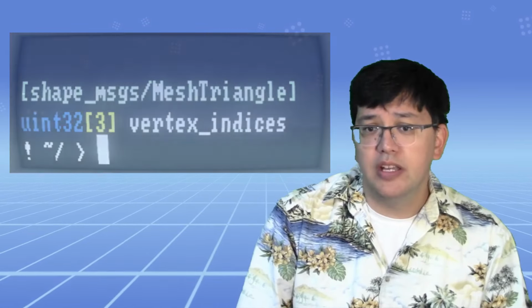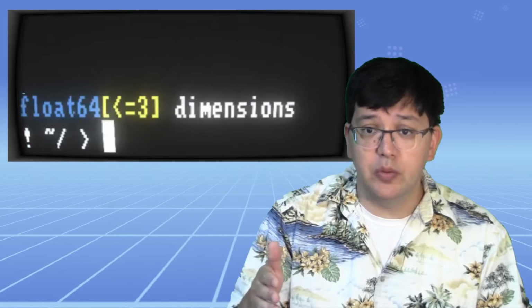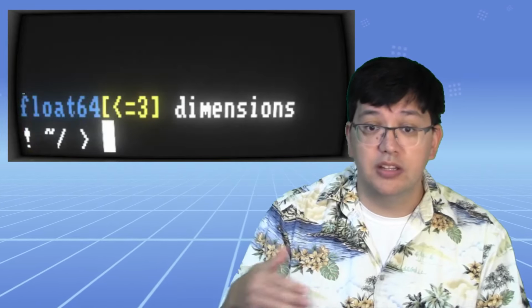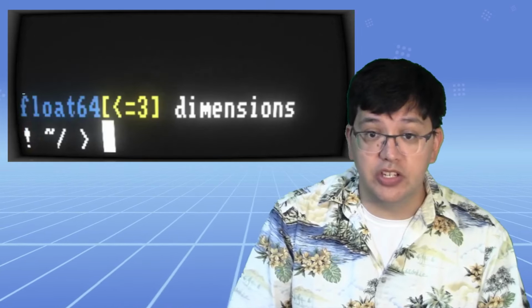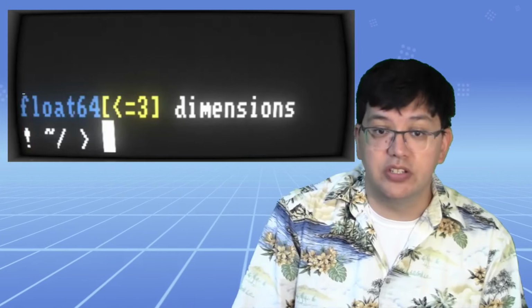Very rarely you will encounter bounded arrays, which have a maximum but still dynamic size. For example, here we have float64[<=3] dimensions, or as many as 3 dimensions, but that's less common. How common?